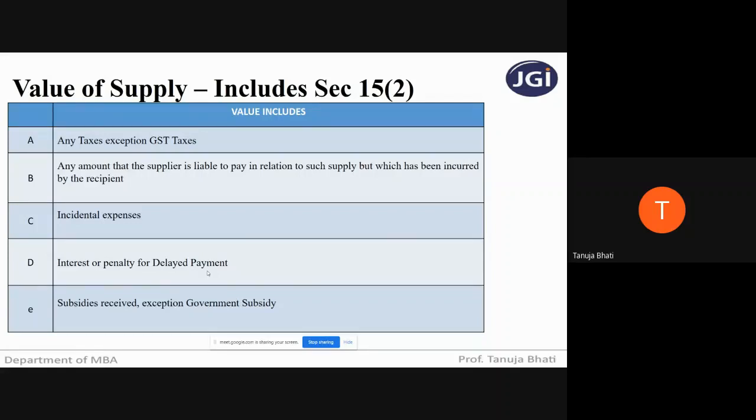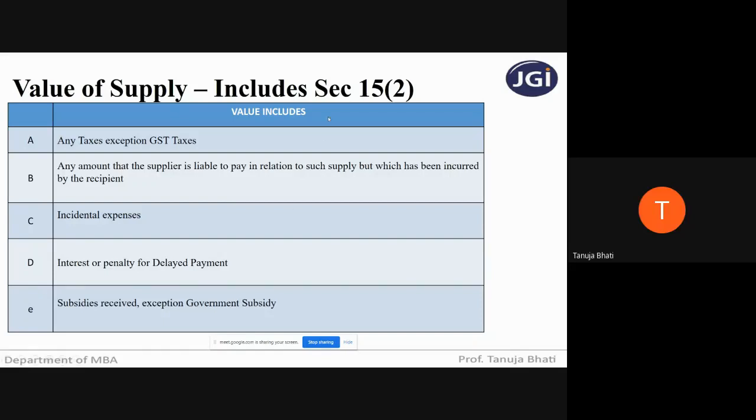So whatever interest is charged by the supplier to the recipient, this interest value also has to be added in the value of supply. That is the transaction value. Is this clear, students? Section 15 subsection 2 clause D. Is this clear? Yes? Yes, ma'am.